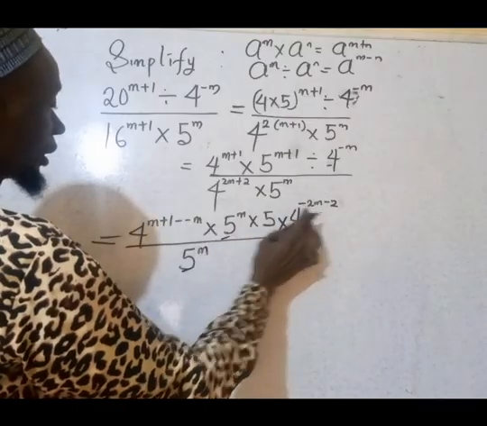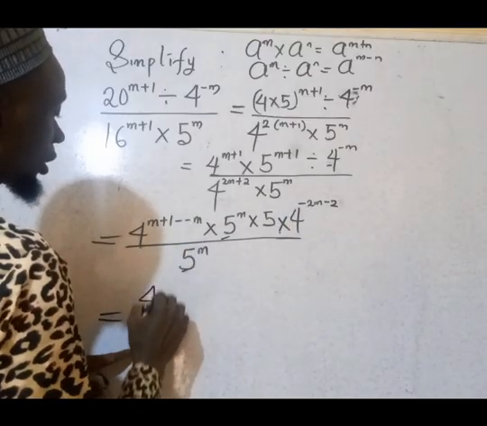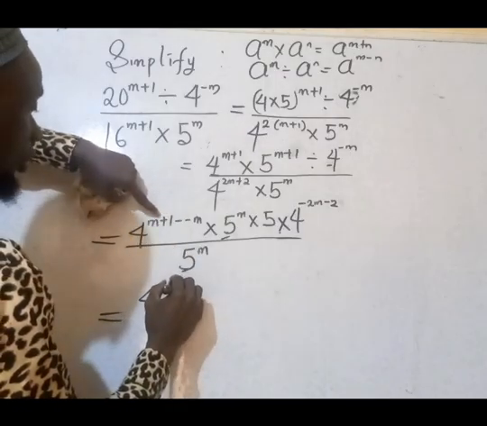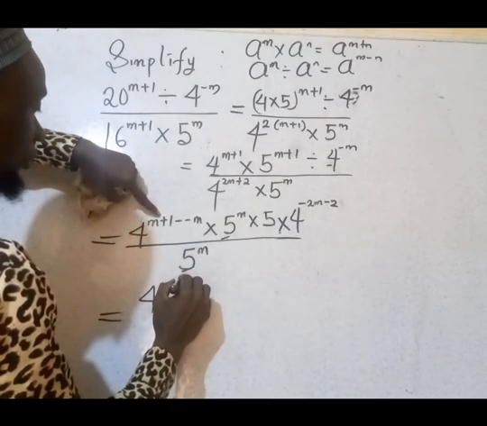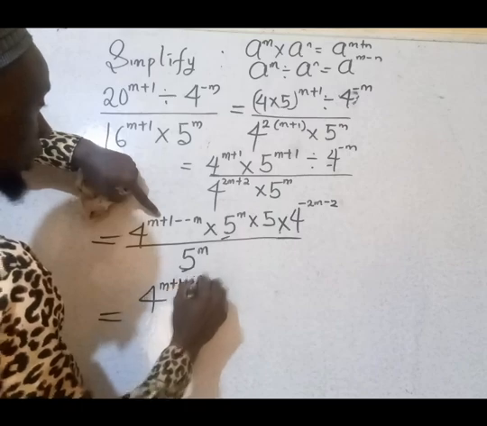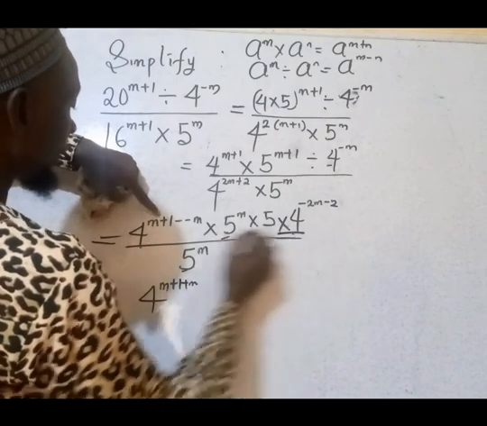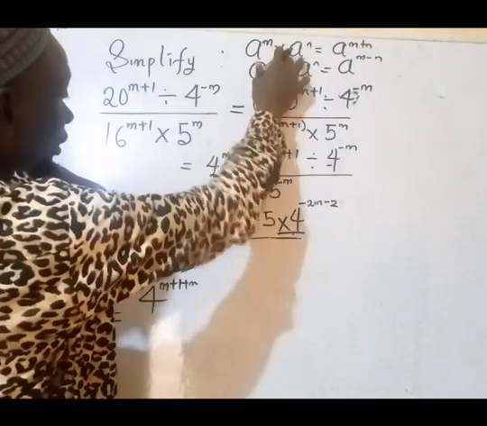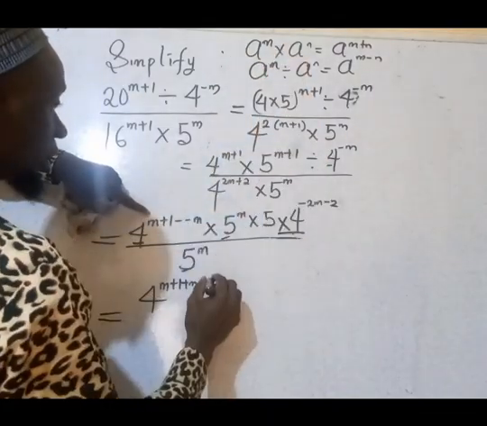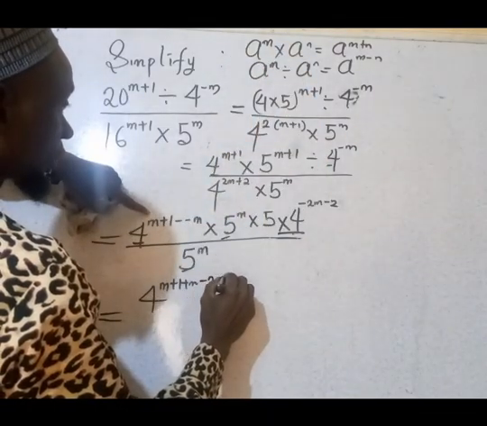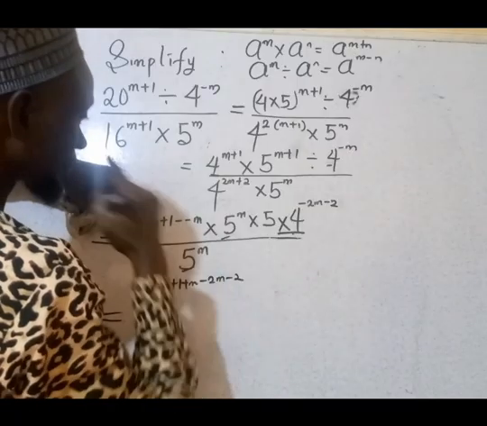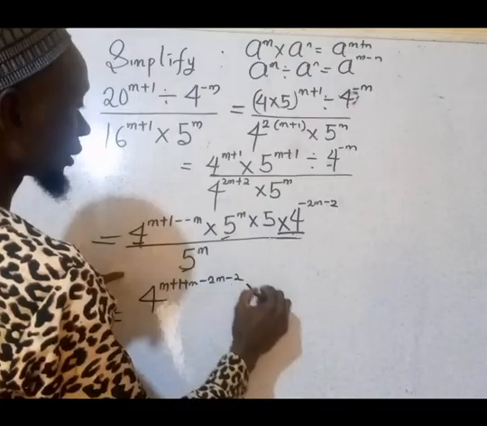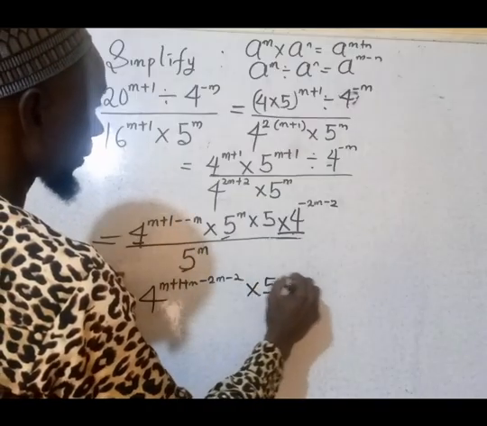Let me combine this one together as well. This will give me 4 raised power m, 1 plus 1 plus m. According to the law of indices, when we have the same base, that means we are going to add their powers together. Minus 2m minus 2. Don't forget that we have 5 here. This one is times 5.